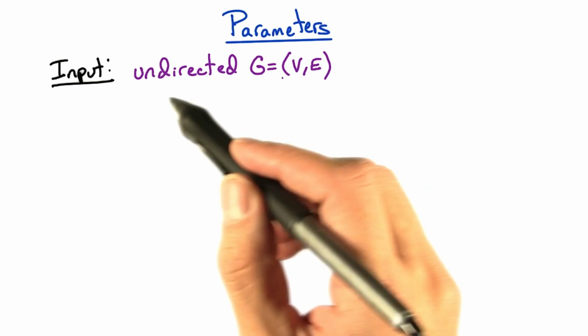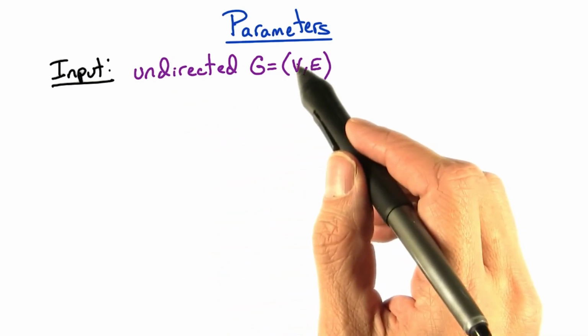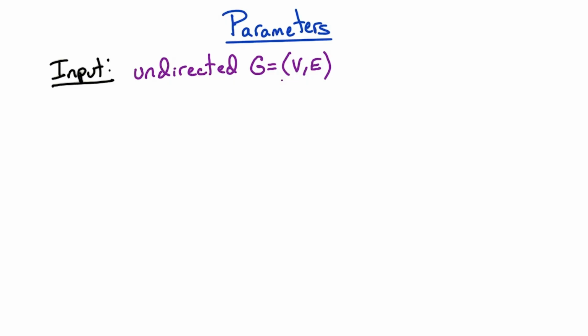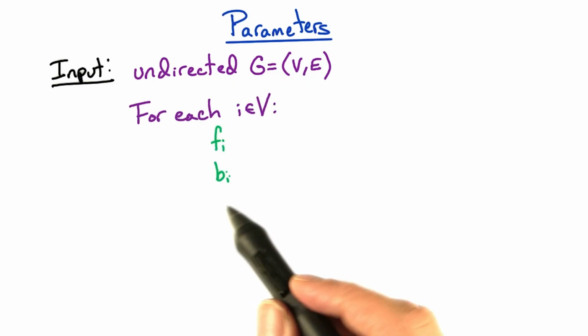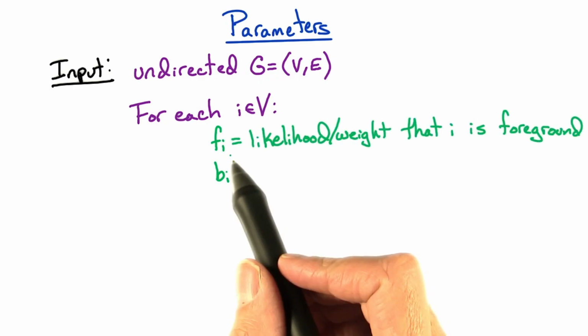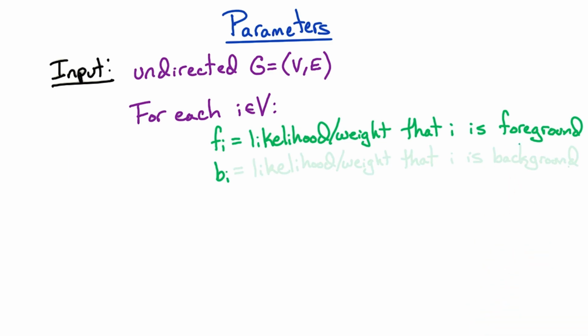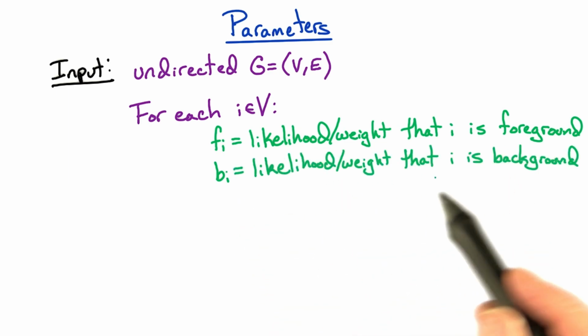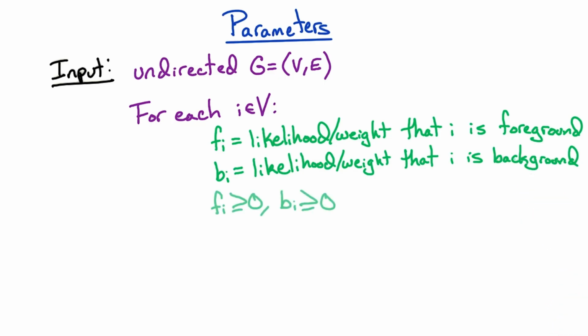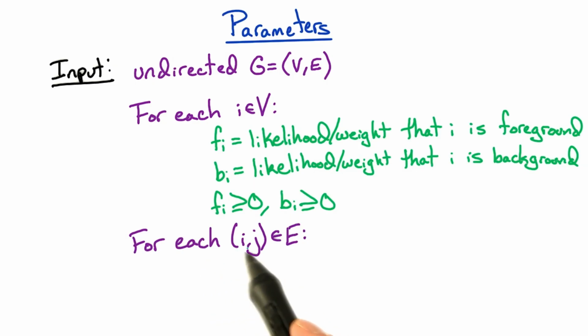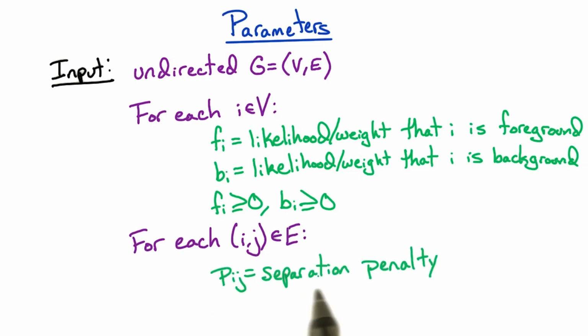The input once again is specified by an undirected graph, G, where the vertices correspond to the pixels. And in addition, we have the following parameters. For each pixel, we have 2 parameters, Fi and Bi. Fi is the likelihood or weight that vertex i, pixel i, is in the foreground, and Bi is the weight or likelihood that pixel i is in the background. Now we'll assume that both of these parameters are non-negative. In addition, we're given a parameter for each pair of neighboring pixels. Pij is the separation penalty for this edge. It's the cost of separating i and j into different objects. And once again, we'll assume that Pij is non-negative.